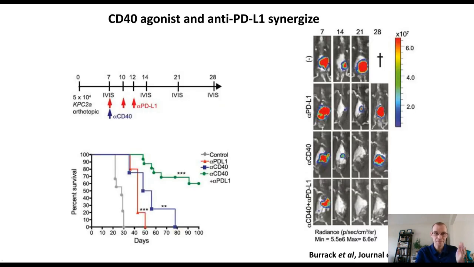So we did the immunologist thing and we put them together. Very simple treatment schematic here. Our 3 treatments of PD-L1 blockade at day 7, 10, and 12, 1 treatment of CD40 agonist, and we cured 10 out of 16 mice with the dual therapy group, which is really, really satisfying.